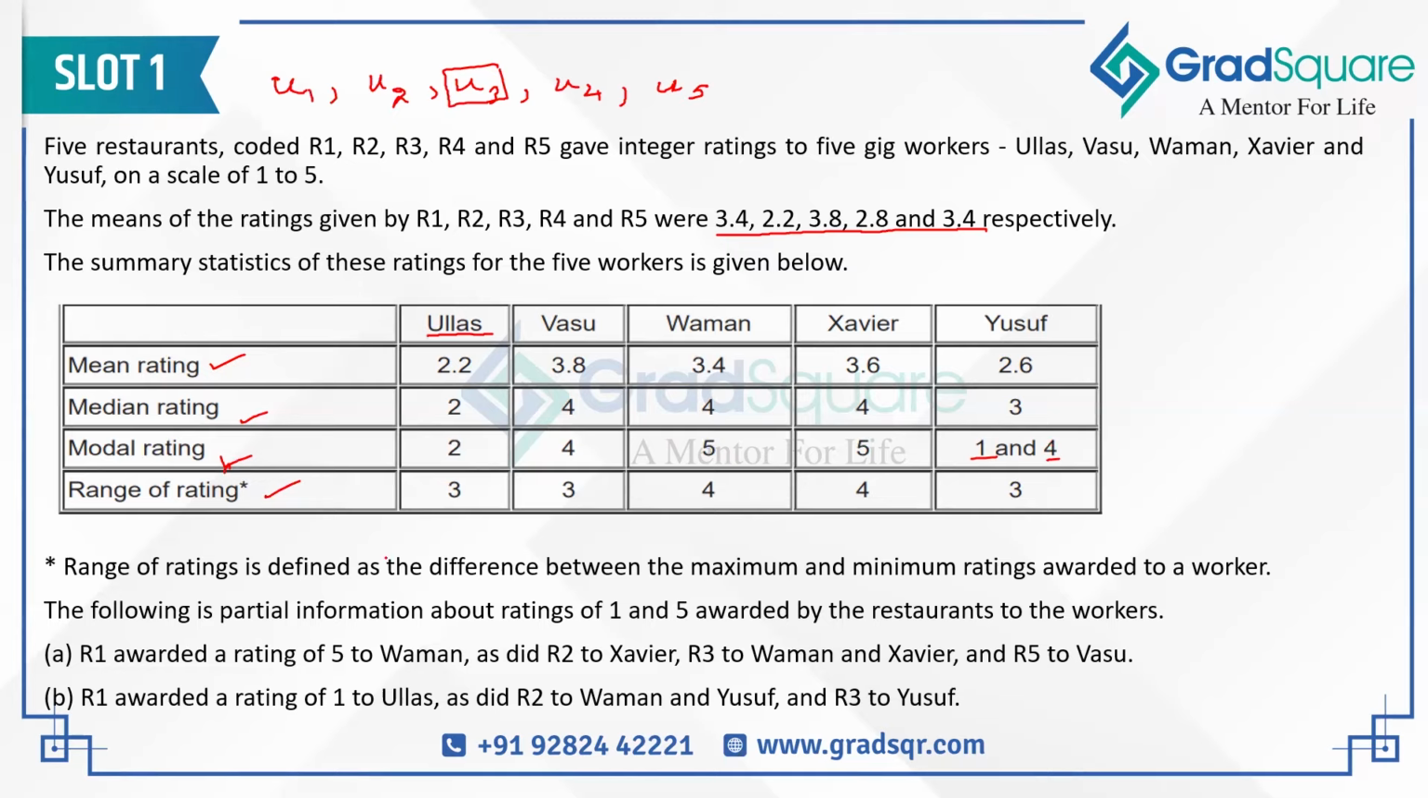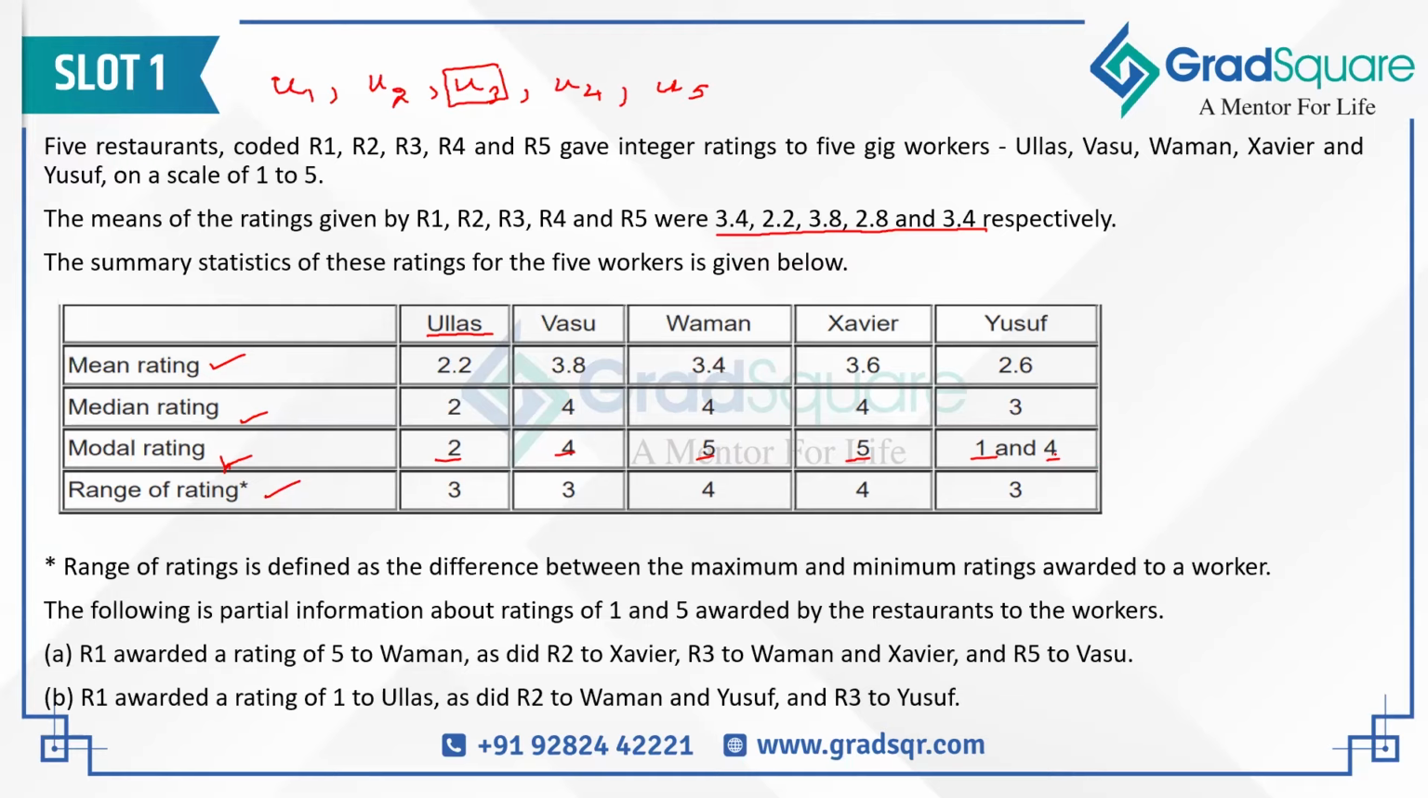Now, what we have to note from the modal rating here is that every single worker apart from Yusuf has got only one modal rating, which means each of these numbers should have been given as a rating to the worker by the restaurants at least twice, because if it was given only once, it cannot be the most frequently occurring rating. So Ullas would have received 2 as a rating from at least 2 restaurants. Vasu would have received 4 from at least 2 restaurants. Waman would have received 5 from at least 2, and Xavier would have received 5 from at least 2. Now Yusuf has got 2 modes, 1 and 4, which means the only possibility is that there are 2 restaurants which have given him the rating of 1 and 2 restaurants which have given him the rating of 4.